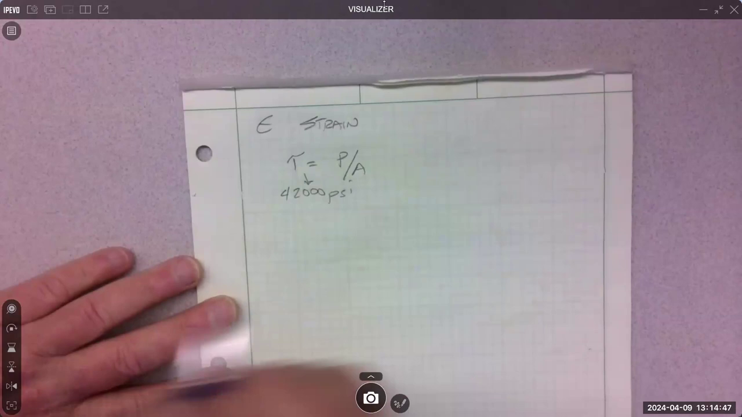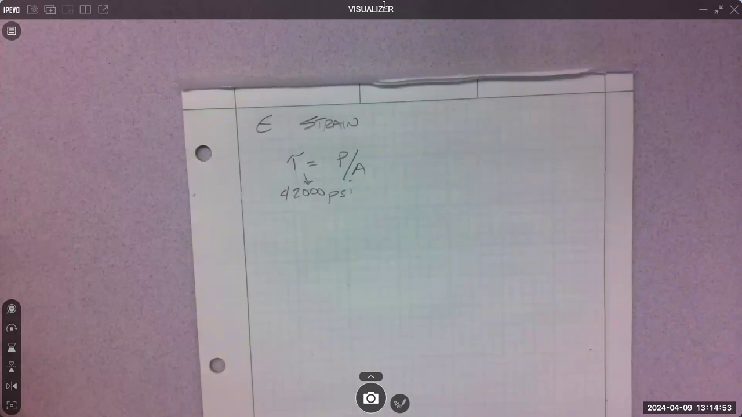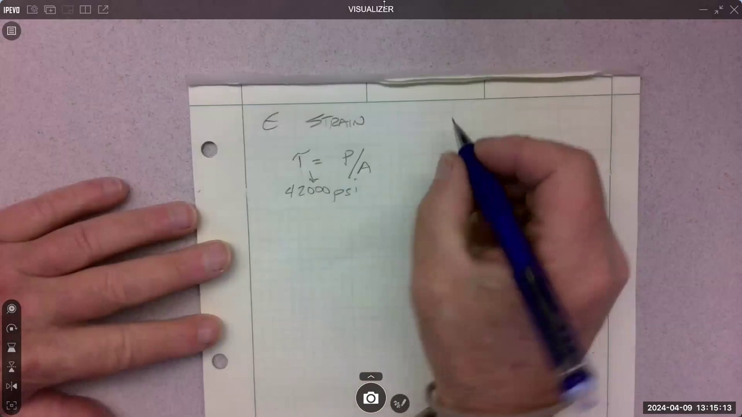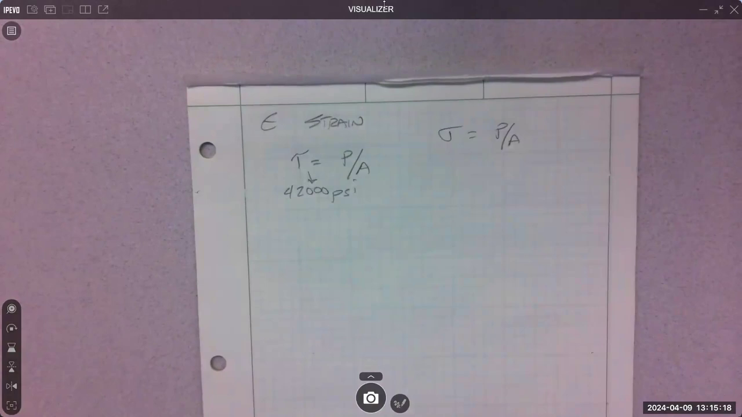So now erase that and put what? Tau. It's a Greek tau, the letter T. If you use sigma, you can put the T at the bottom right, and that would represent shear stress. I just wrote the equation this way first.